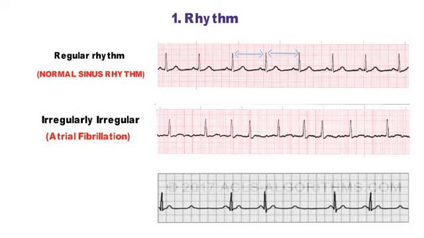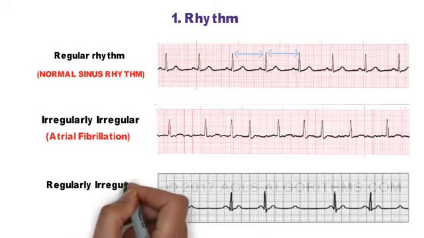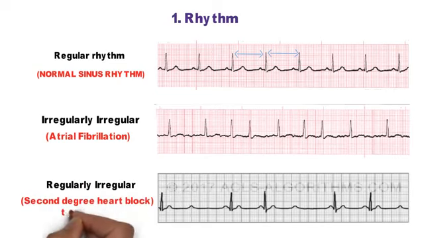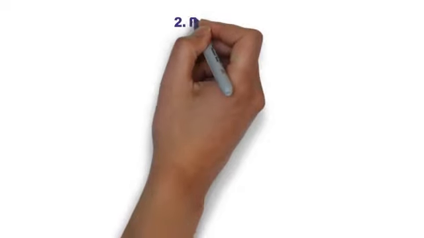Now look at this ECG. Normal regular rate with regular drop beat. So the rhythm is regularly irregular, which is seen most commonly in second degree heart block type 2.